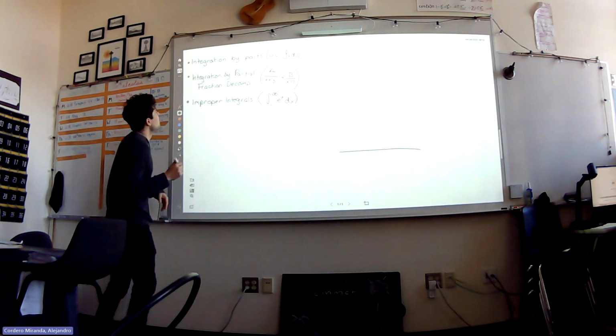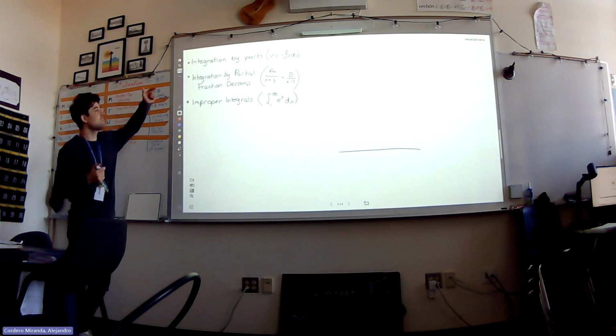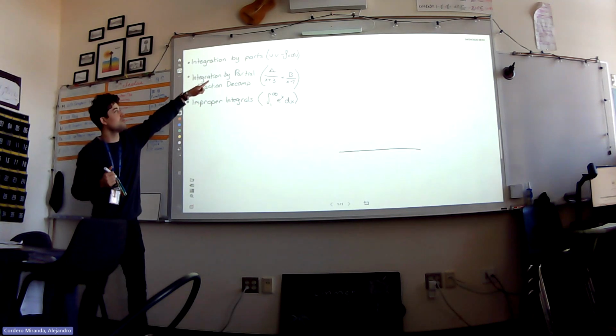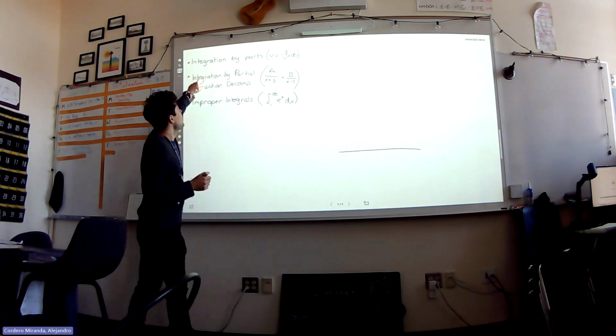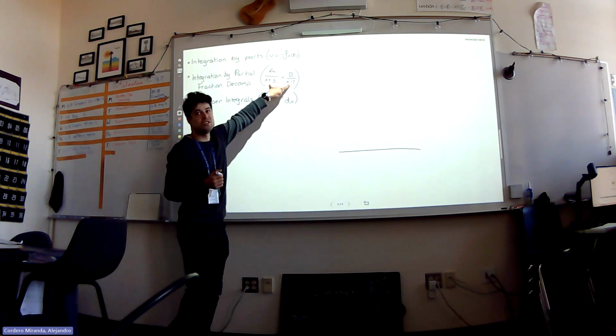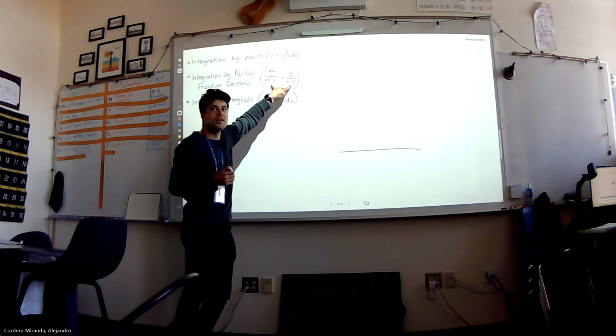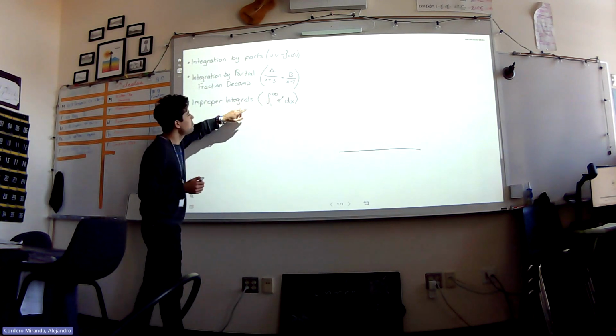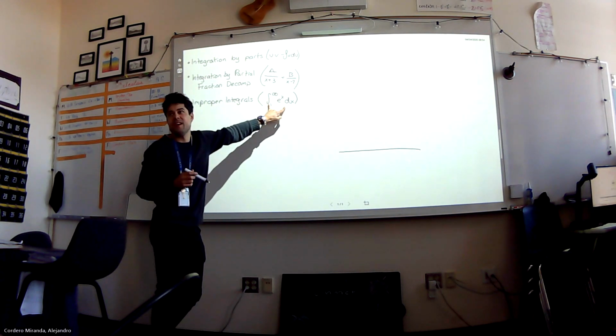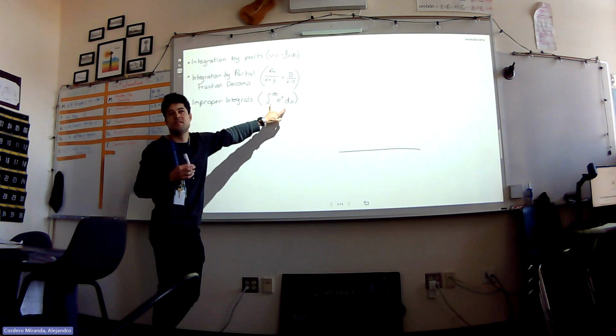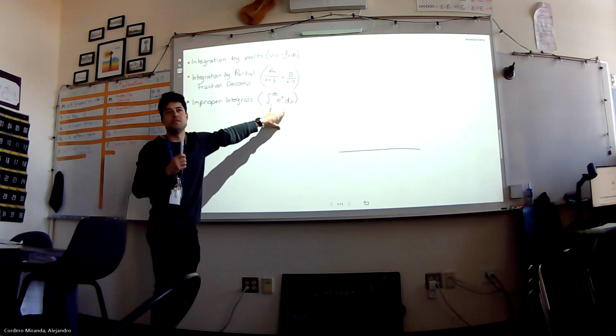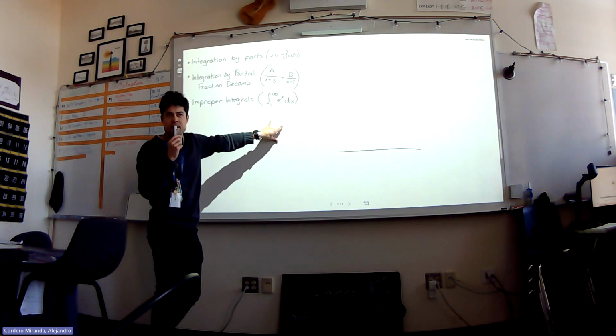Okay, so in unit 6, you learned integration by parts, which is like the product rule one. Integration by partial fraction decomposition, which is this one. You learned improper integrals, and you learned a fourth thing. Do you guys remember it? No. The series.